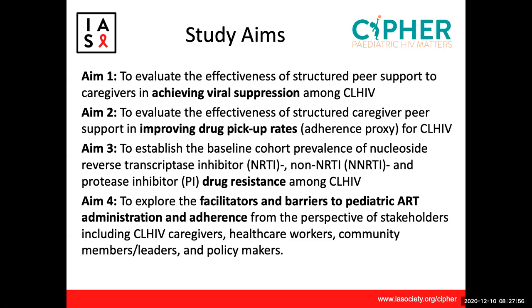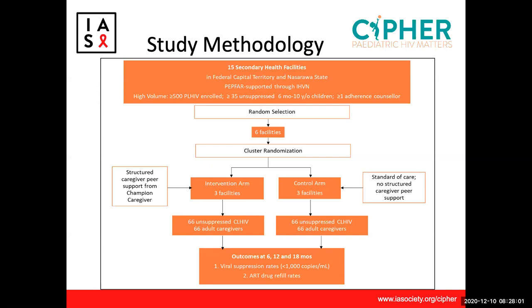So to achieve these aims, we have identified six facilities from 15 secondary healthcare facilities that provide comprehensive pediatric ART care and treatment services in the two study states within North Central Nigeria. These six sites have a high volume of people living with HIV, greater than 500, with greater than or equal to 35 unsuppressed children in care, and at least one adherence counselor at the facility. These six facilities will be further randomized into two clusters, the intervention arm and the control arm, with three facilities in each.